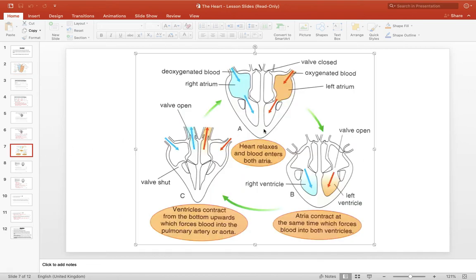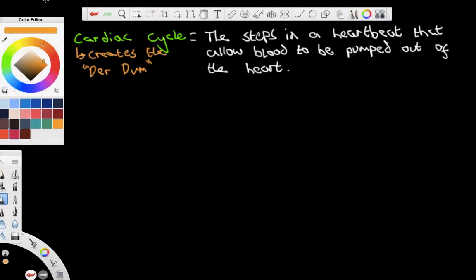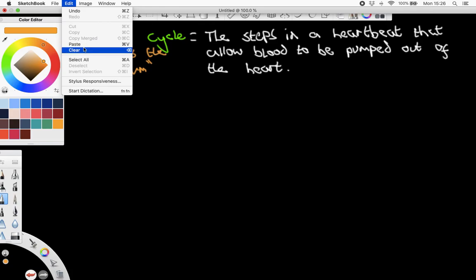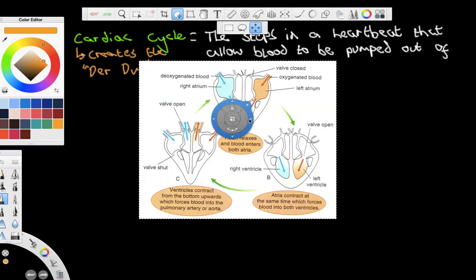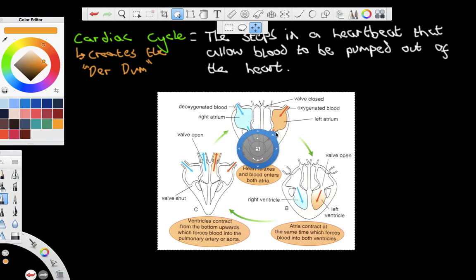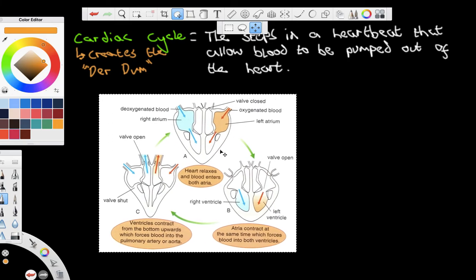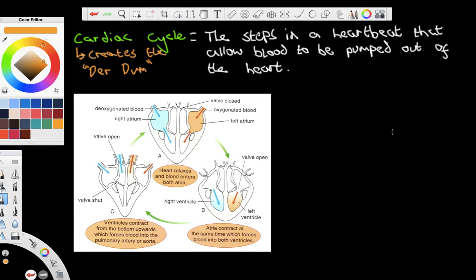We've got a diagram of the cardiac cycle here. It's on the PowerPoint, but I am going to add it to our chalkboard, because it tells you what's happening. So there's 3 stages to the cardiac cycle. I'm going to use a blue because it'll break it up a bit. 3 stages of the cardiac cycle.